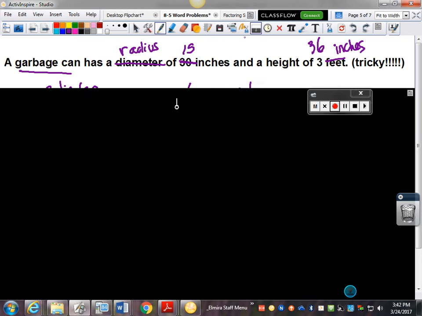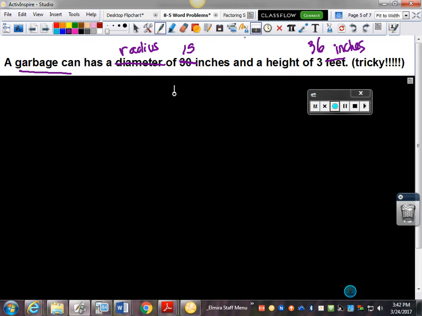Alright, the next problem, a garbage can that has a diameter. No, we don't want diameter. We want radius of 15 inches and a height of 3 feet. Okay, so first of all, the diameter thing, we took care of that. It's got to be half. But it also says 3 feet. We never, ever, ever want to mix units. So if one is inches and one is feet, we want to convert one of them. Now I converted everything to inches because it gives me whole numbers, but if I had to convert to feet, I would get 15 inches would be 1.25 feet and then 3 feet. So pick one, inches or feet.